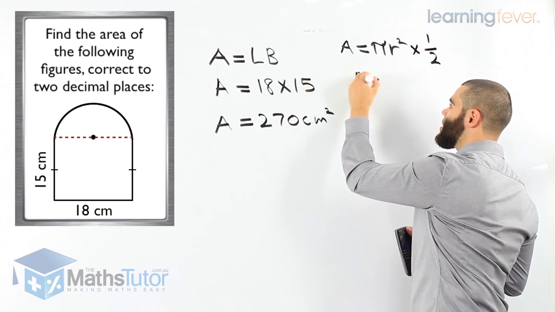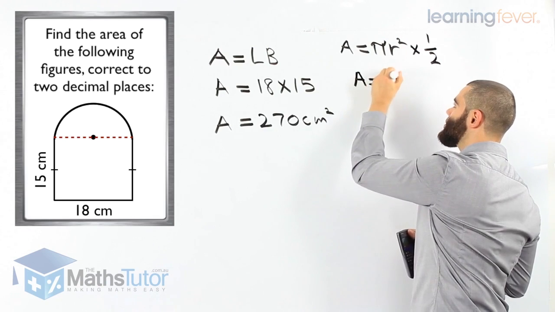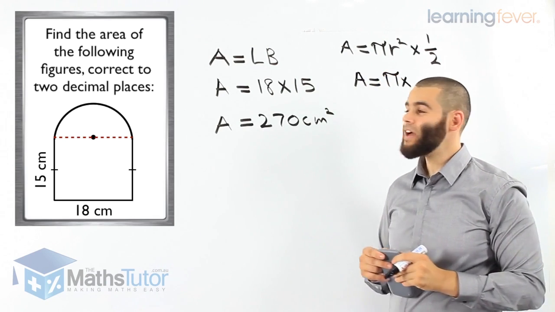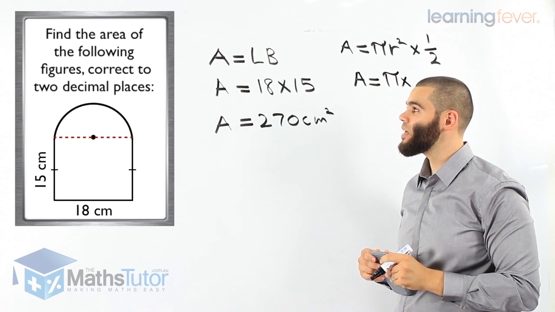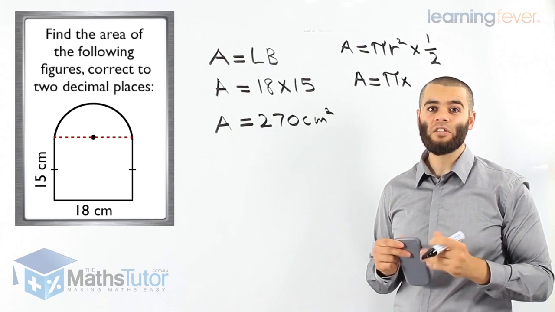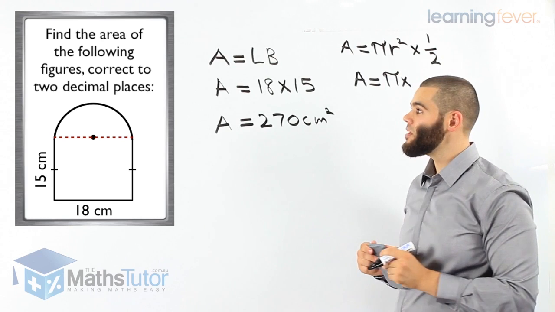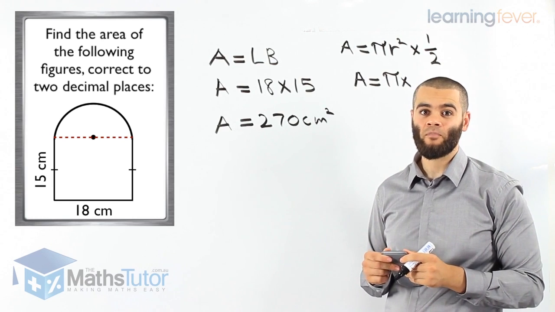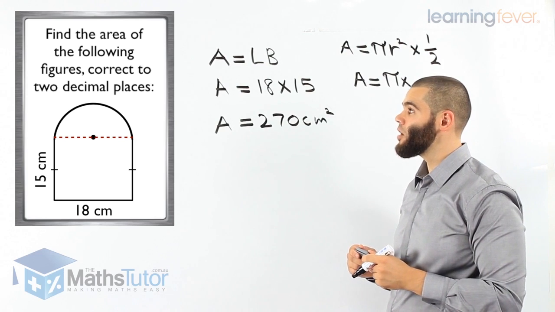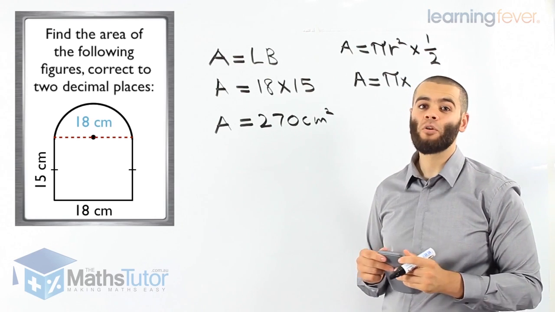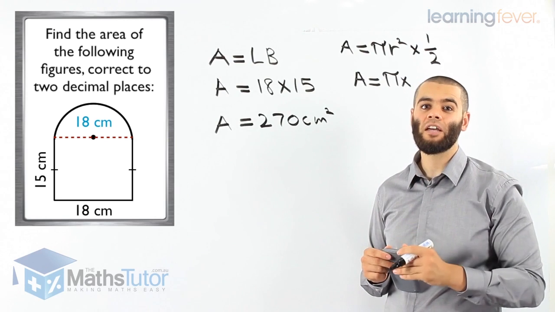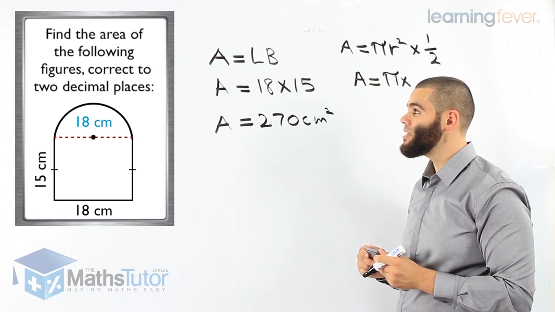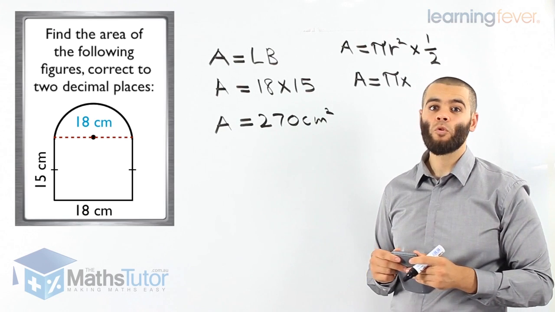A equals pi times the radius. Now hang on, we haven't been told any radius on top there with the red dotted line. We need to find the radius. We know that the bottom, which is the length of the rectangle, is marked at 18 centimeters. That means the dotted red line on top is also 18 centimeters. It's the other side of the rectangle. So if that is 18, the radius will be 9.